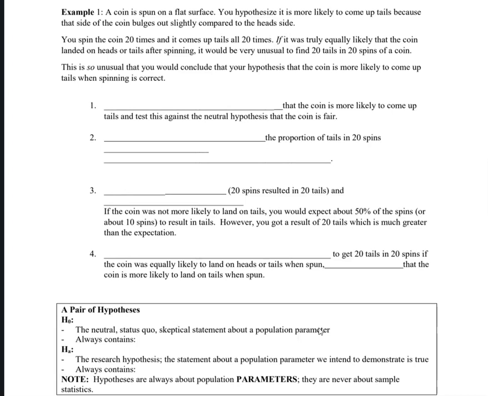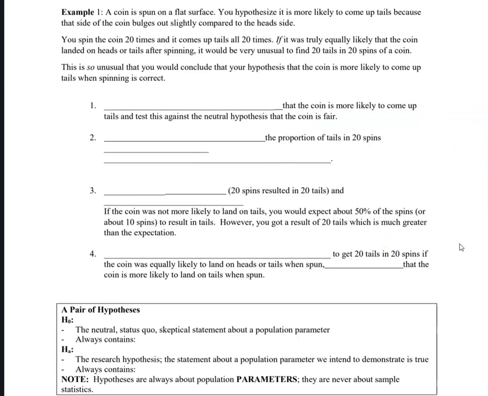Instead, though, it ended up landing on tails all 20 times. If it had truly been a fair coin and it was equally likely that it would land on heads or tails after spinning, this would be very strange or very unusual, right? That all 20 flips ended up with 20 tails. This is so unusual that you would conclude that your hypothesis that the coin was more likely to come up with tails was correct. So let's walk through how those 4 steps would have applied here.